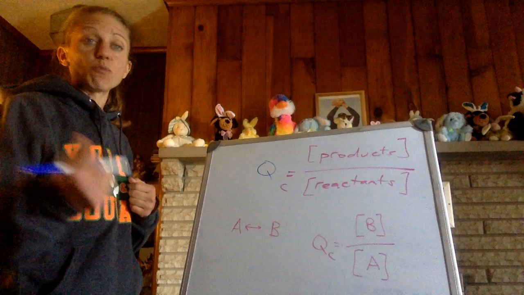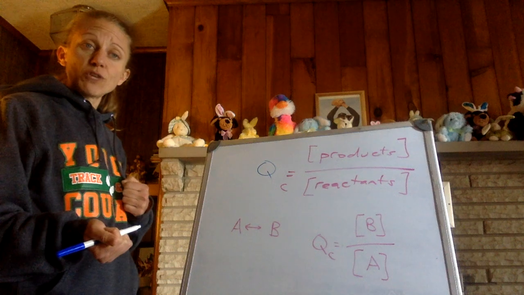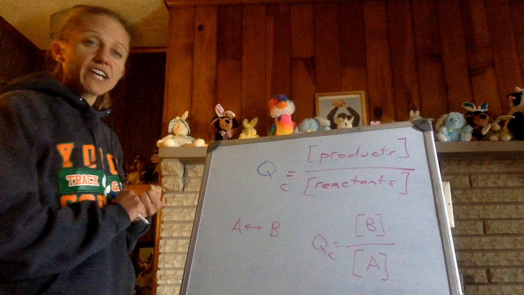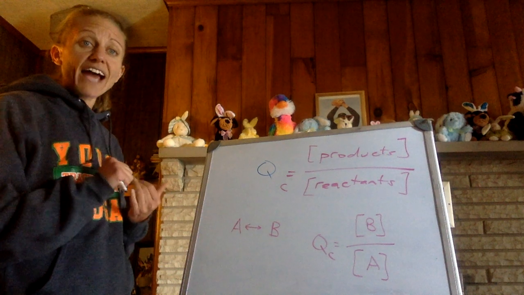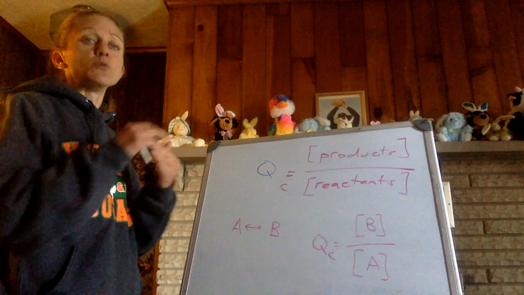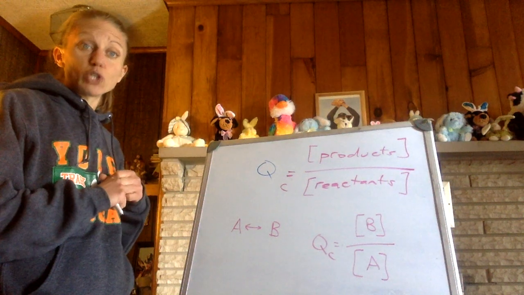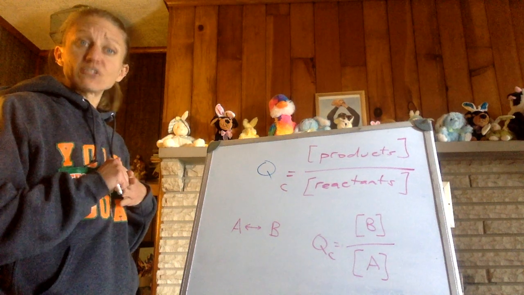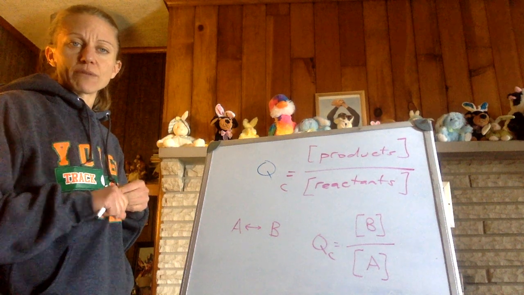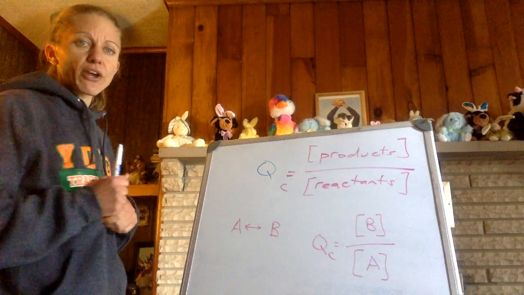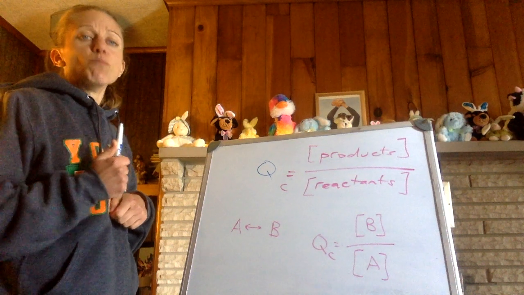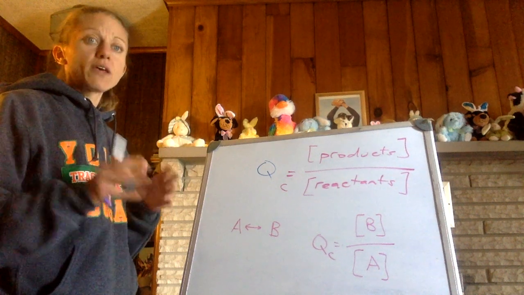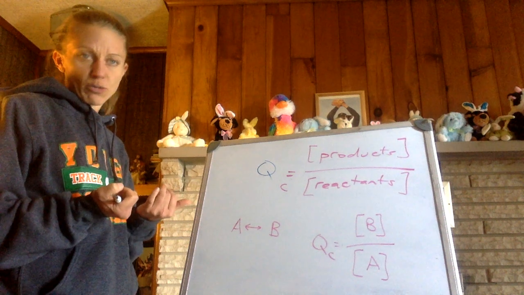And I can use my value for Q. I calculate it the same way I do K. I can use my value for Q to say which direction the reaction will proceed. Do I need to make more products as it's written, or do I need to make more reactants as it's written to get to K? So if I put in the numbers I have and Q equals K, I'm golden. I'm done. It's at equilibrium. I guessed right. Or somebody gave me equilibrium numbers just to see if I knew what I was doing. Likely? No. More likely than not, if you just throw stuff together, you're going to get a Q value, the value at a given time, that's not what you'd need for equilibrium.